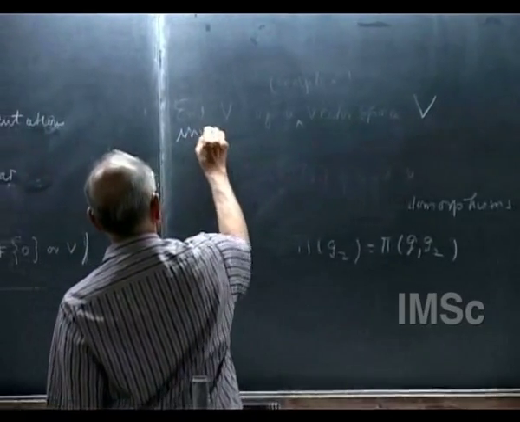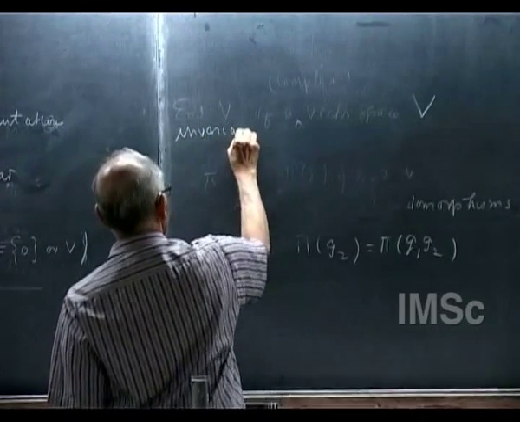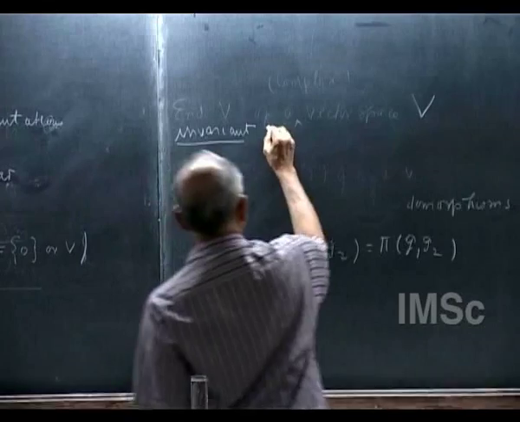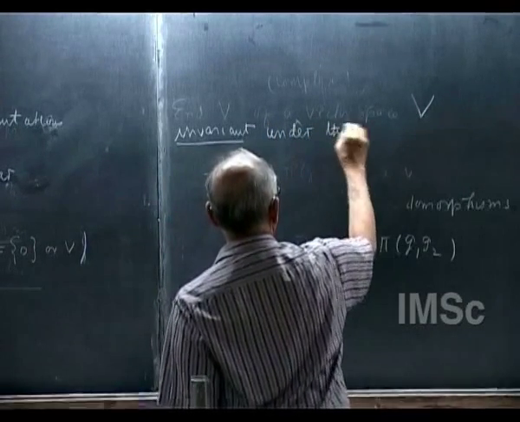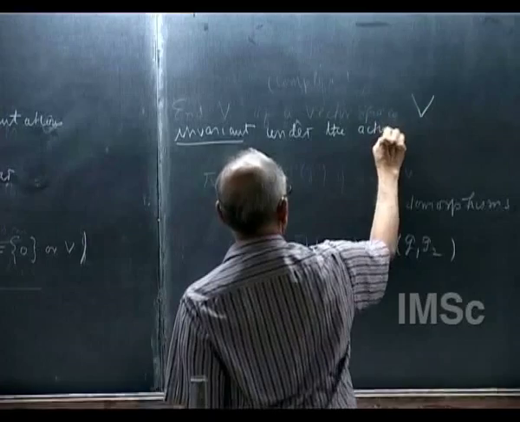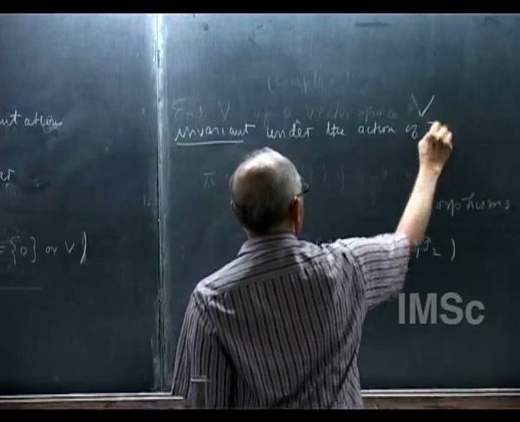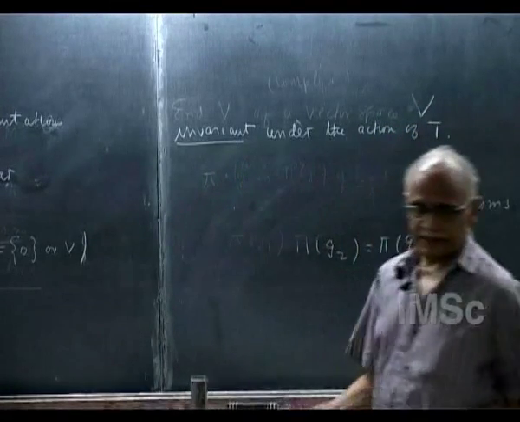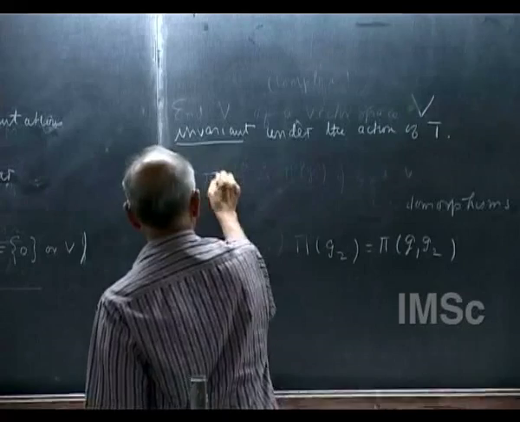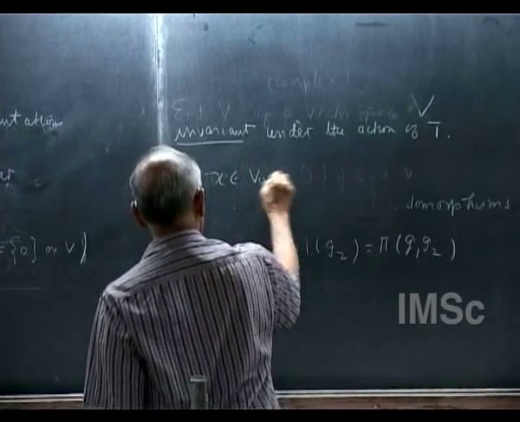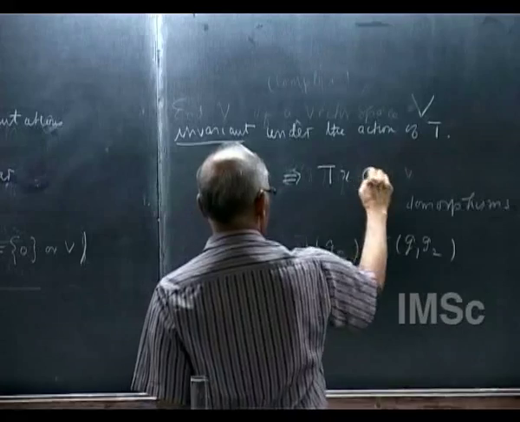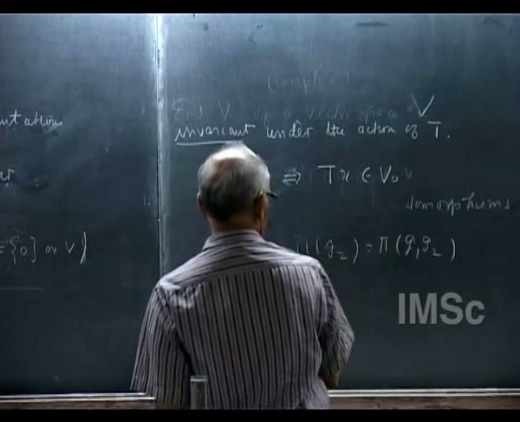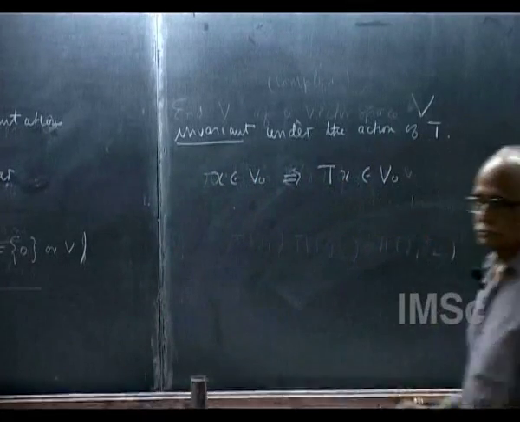Invariant, well, I will tell you what I mean by invariant under the action of T. Of T, so, application of a linear operator. So, that means x in V0 implies Tx is in V0.